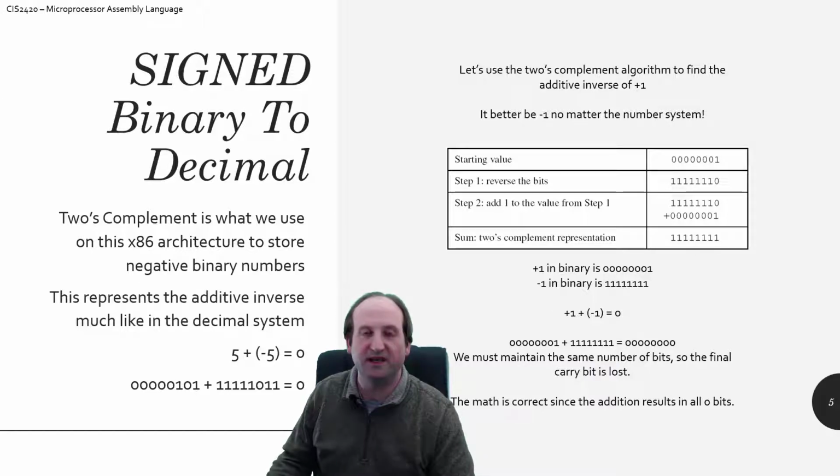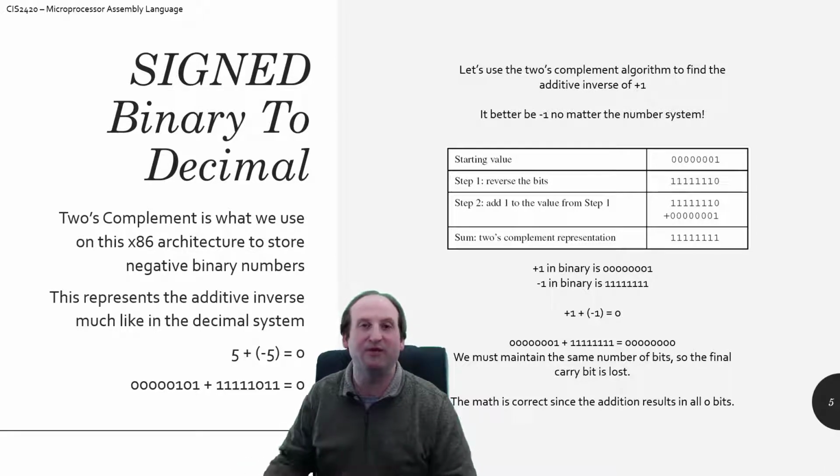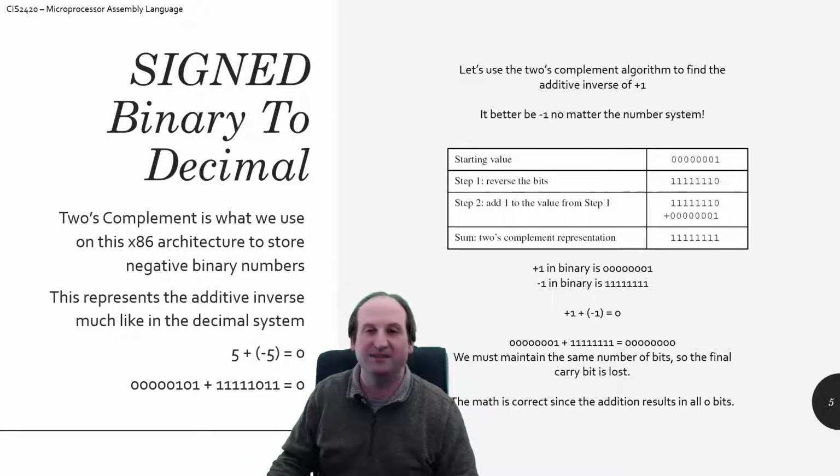In this first example, I'm taking positive 1, in an 8-bit manner here. So I'm taking 00000001, and I'm going to ask, what is the additive inverse, basically trying to get negative 1 from positive 1. So here is the algorithm. We haven't described it yet. It's very simple, and it always works the same whether I'm going from negative to positive or positive to negative.